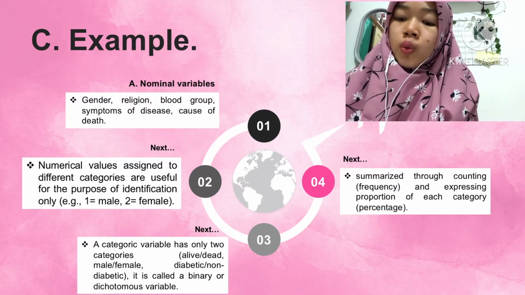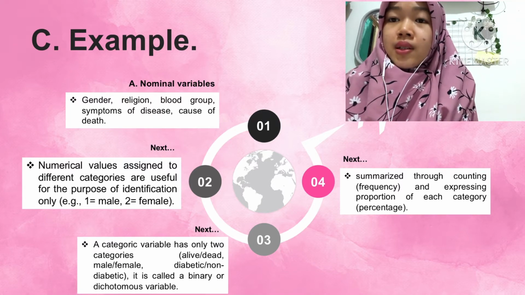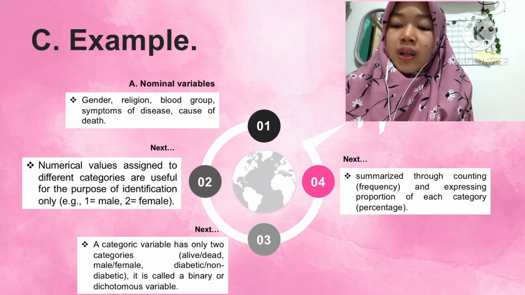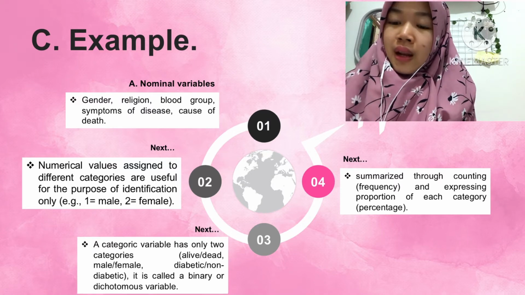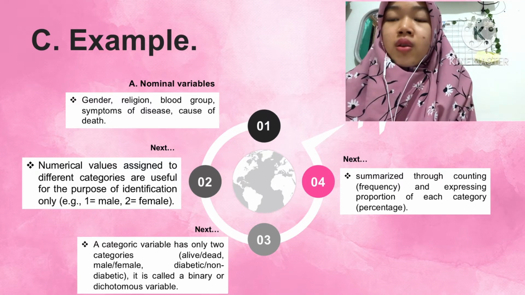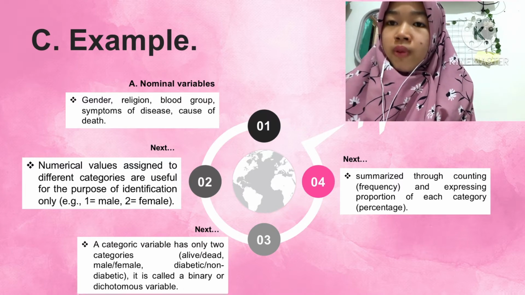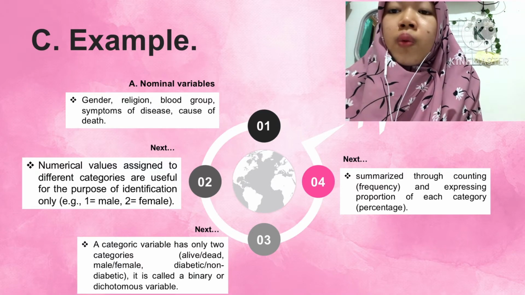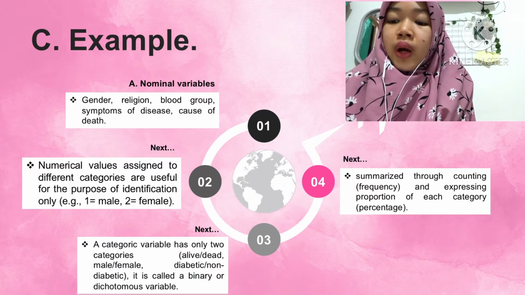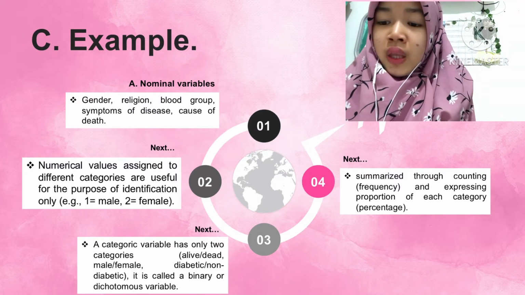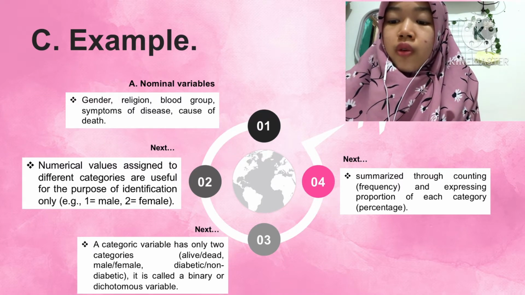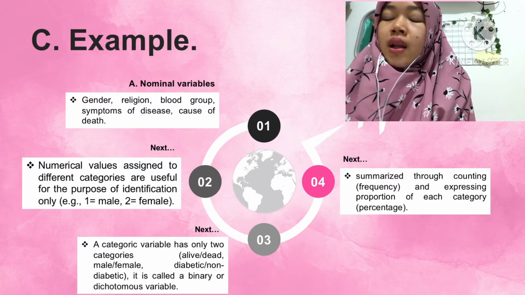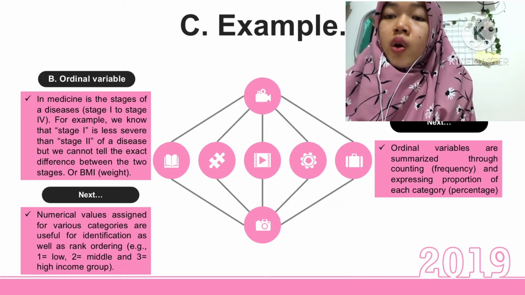For example, one is male, two is female. This variable has only two categories. For example, life or death and male or female is called a binary or dichotomous variable. And these nominal variables are summarized through counting or frequency and expressing the proportion of each category, or by percentage.